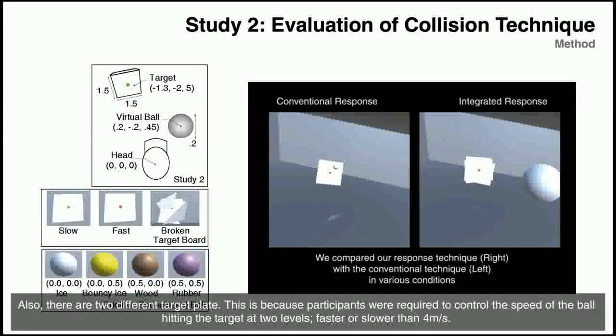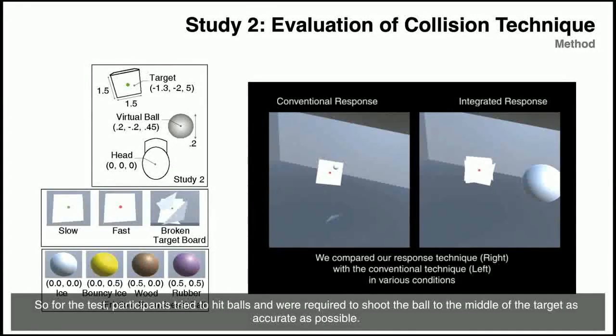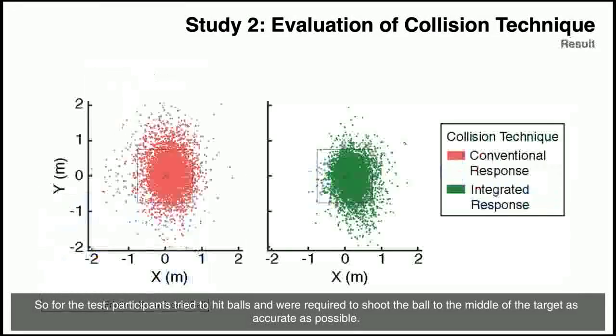Also, there are 2 different target plates. This is because participants were required to control the speed of the ball hitting the target at 2 levels, faster or slower than 4 meters per second. So for the test, participants tried to hit balls and were required to shoot the ball to the middle of the target as accurately as possible.